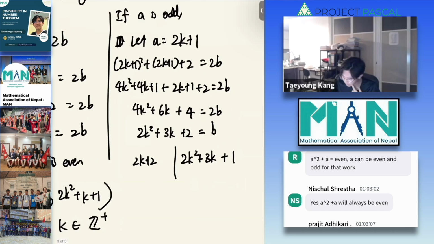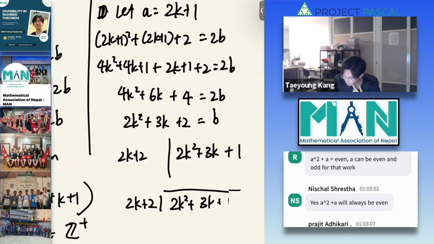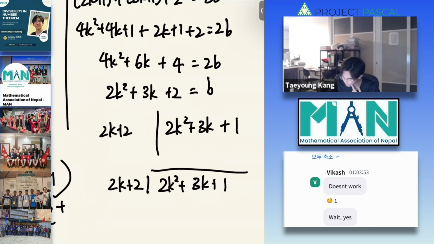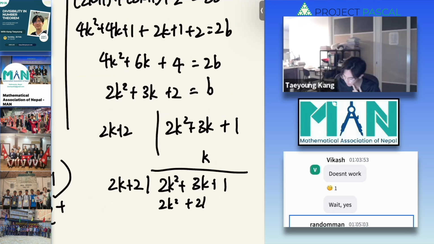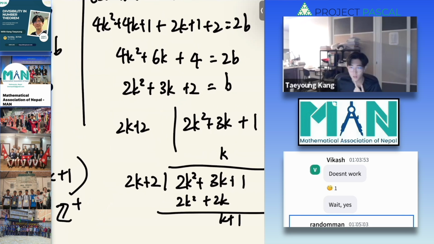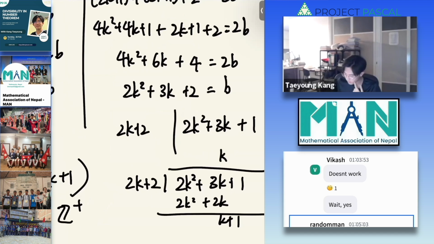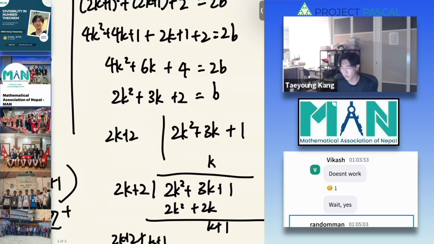And if you long divide this, we'll get k and 2k squared plus 2k. And then we'll get k plus 1, right? But then obviously k plus 1 is not divisible by 2k plus 2. So a must be even. Sorry, a must be, yeah, even. Odd doesn't work.